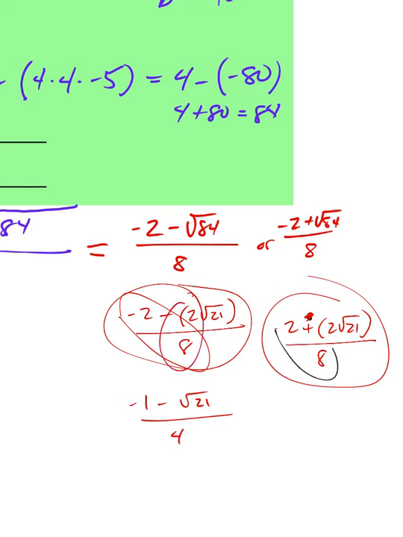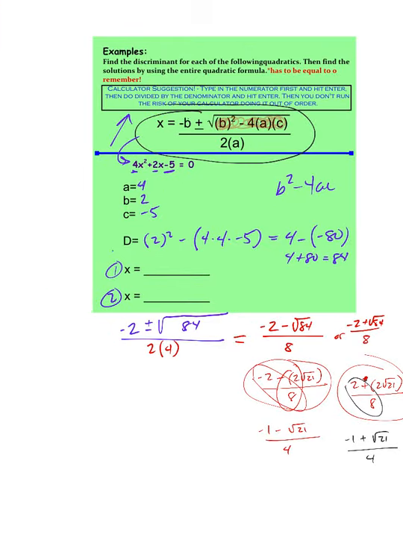Similarly here, we've got a -2 over 8, so that would be a -1 plus root 21 all over 4. So really all of these answers technically would be correct here, but I'll just put the most reduced and simplified form here. -1 minus root 21 over 4 and -1 plus root 21 over 4.